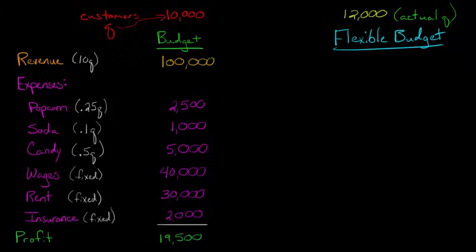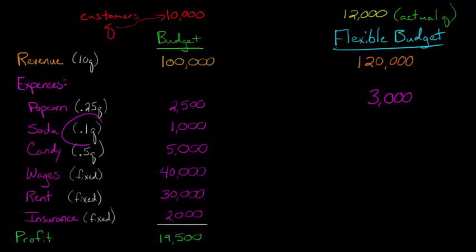So that's going to be 12,000 times 10, and that's 120,000. Let me change colors here again. Then let me just run through the flexible budget numbers first, before we get into the idea of variances and comparing them. So our popcorn is 0.25Q, but now we plug in 12,000 for Q. And what's that going to yield? That's going to yield $3,000.